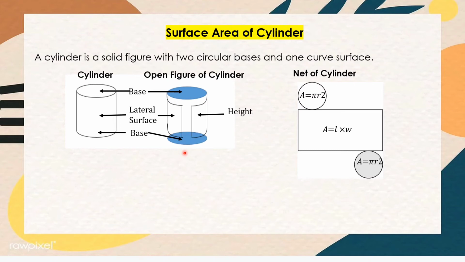The surface area of the cylinder is the sum of the areas of the two circular bases and the rectangular lateral area. Thus, the surface area of a cylinder is equal to the lateral surface, which is length times width, plus the two bases, which is pi r squared times 2. Or it can also be written as surface area is equal to 2 pi r times height.